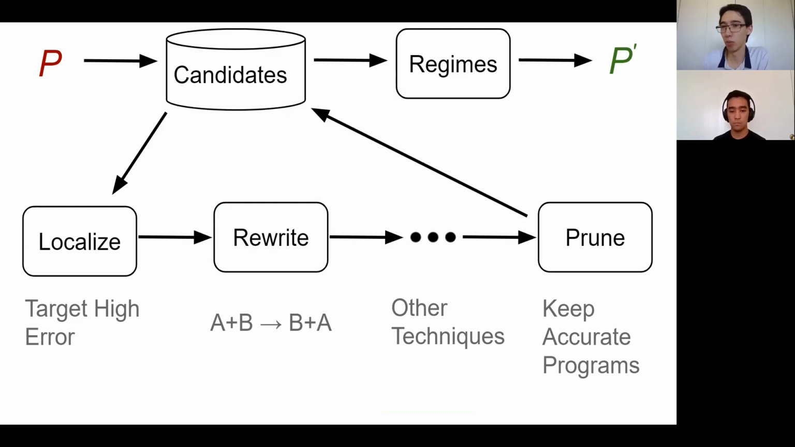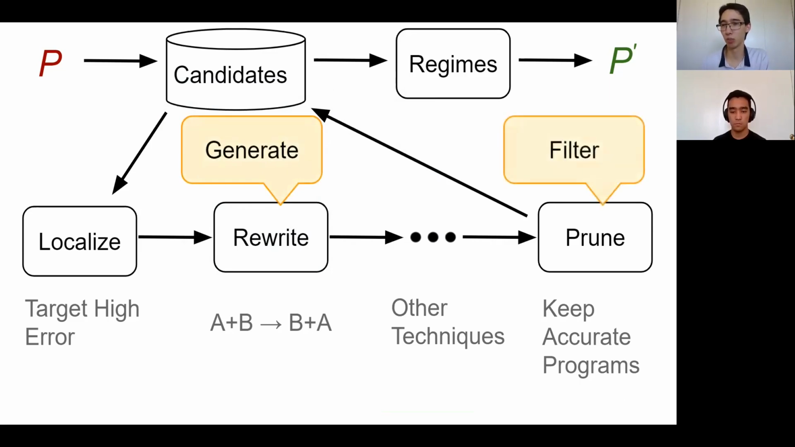Keeping all the programs that are the most accurate on their part of the domain is helpful because regimes can then stitch them together later. The general strategy here is to generate a bunch of programs in the rewrite phase and filter them out during the prune phase. After multiple iterations of the improve loop, we send these candidates off to regimes to get combined into P prime.